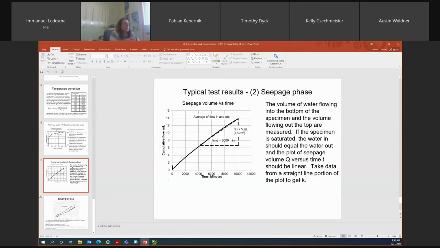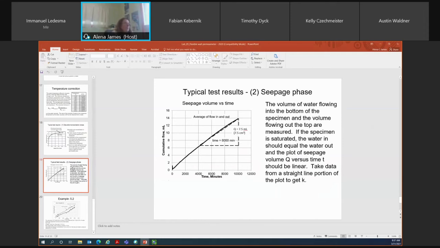The seepage phase of the test is the volume of water flowing. So you're measuring the volume of water flowing into the bottom of the specimen and the volume of water flowing out of the specimen. If your specimen is saturated, the volume of water flowing into your specimen should be equal to the volume of water flowing out of your specimen. So you would measure your Q value and plot your Q value, or your cumulative flow, versus time.